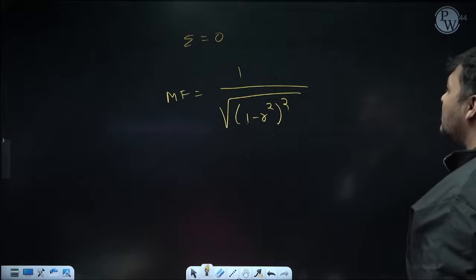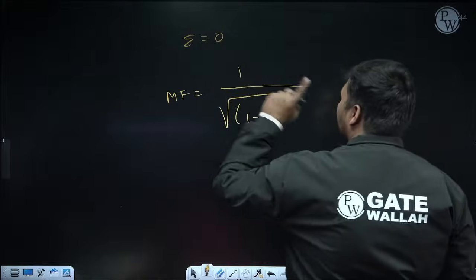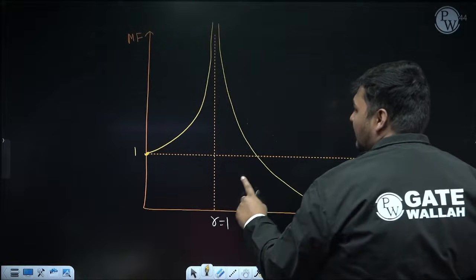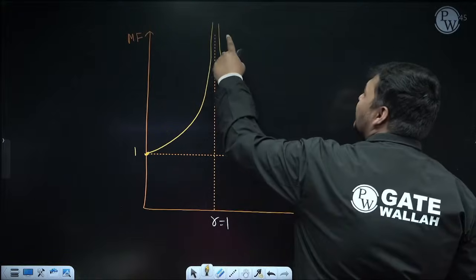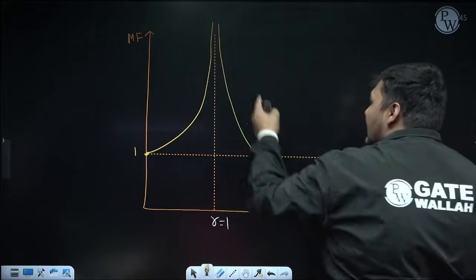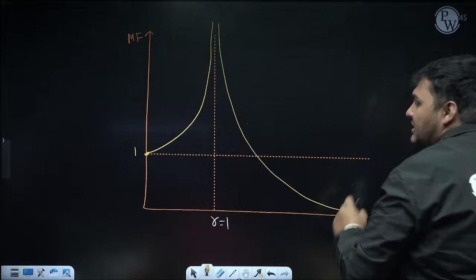If you draw the graph for zeta equal to 0, meaning there is no damping, then from R equal to 0 to 1, MF will increase. MF is maximum at R equal to 1, and its maximum value is infinite. After that, MF is continuously decreasing.